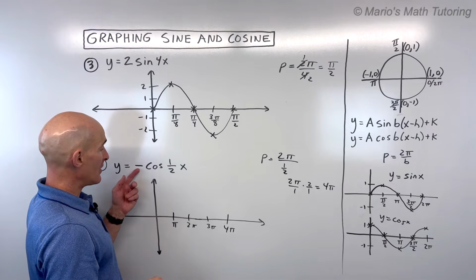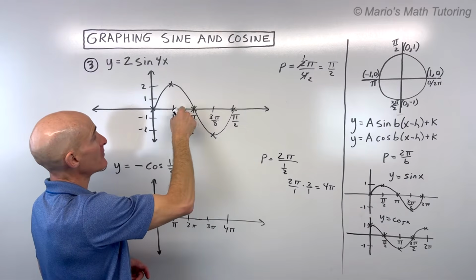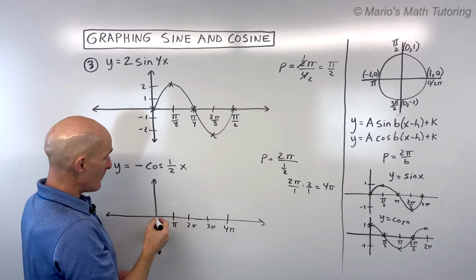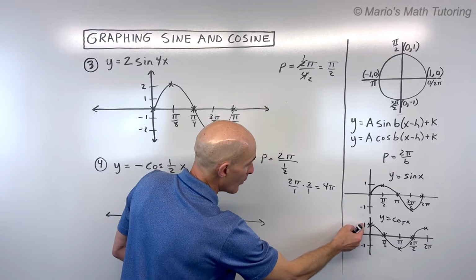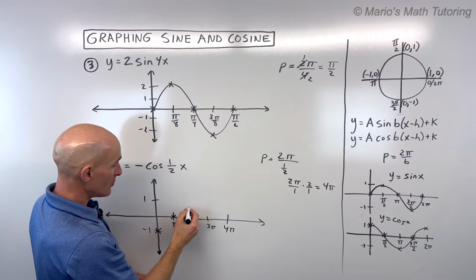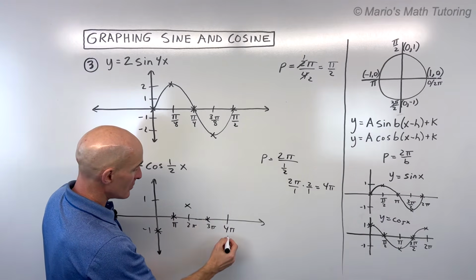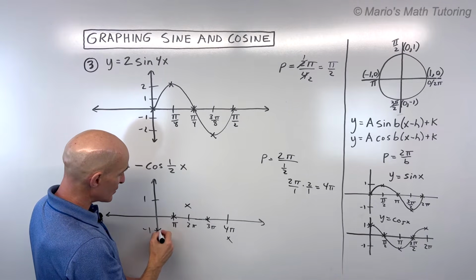And then our amplitude is just going to be 1. That's how high these waves are from the midline. But in the negative, we already talked about how that's going to reflect it. So instead of starting up here at 1, I'm going to start down here at -1, 0, 1, 0, -1, and it keeps repeating. I like to put the little points and then just connect them.